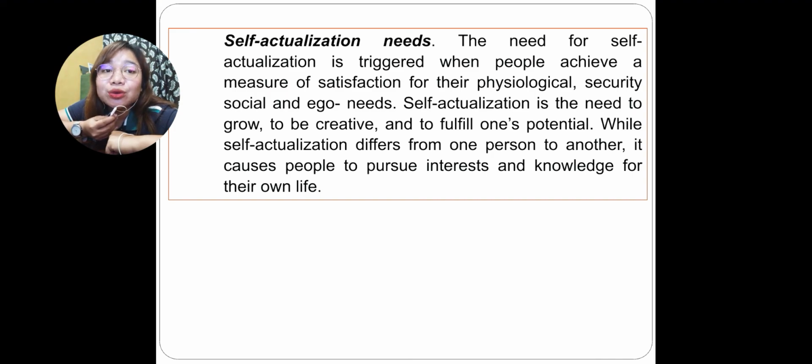Is the need to grow, to be creative, and to fulfill one's potential. So, magitawagan ikla self-actualization kay it is more on ourself. Okay? Makita na to the rest of the needs daw, it is motivated by outside nga mga factors, right? But when we say self-actualization, it is more on your own. What you wanted to be, your fullest potential. While self-actualization differs from one person to another, it causes people to pursue interest and knowledge of their own life.